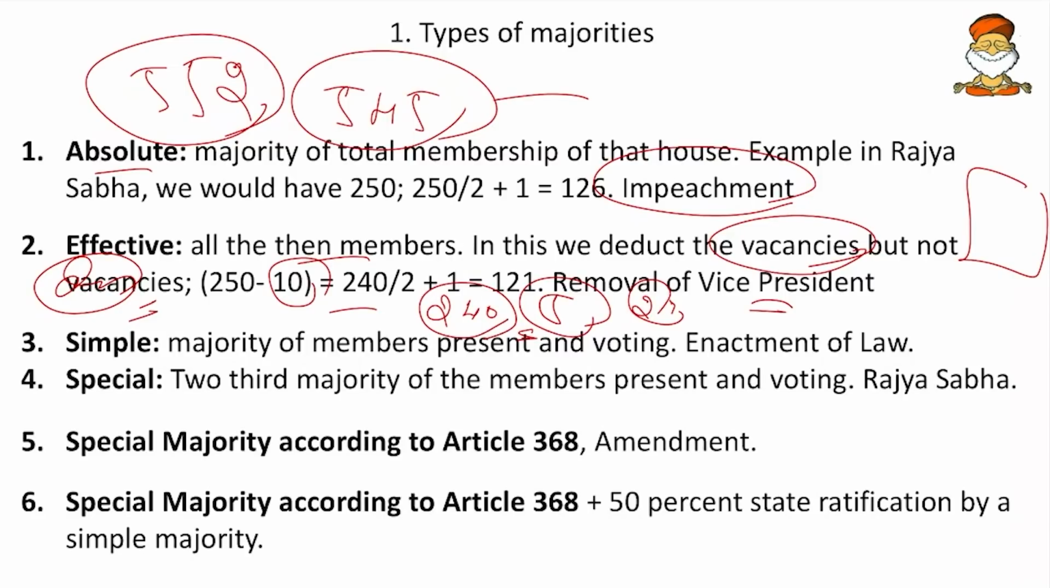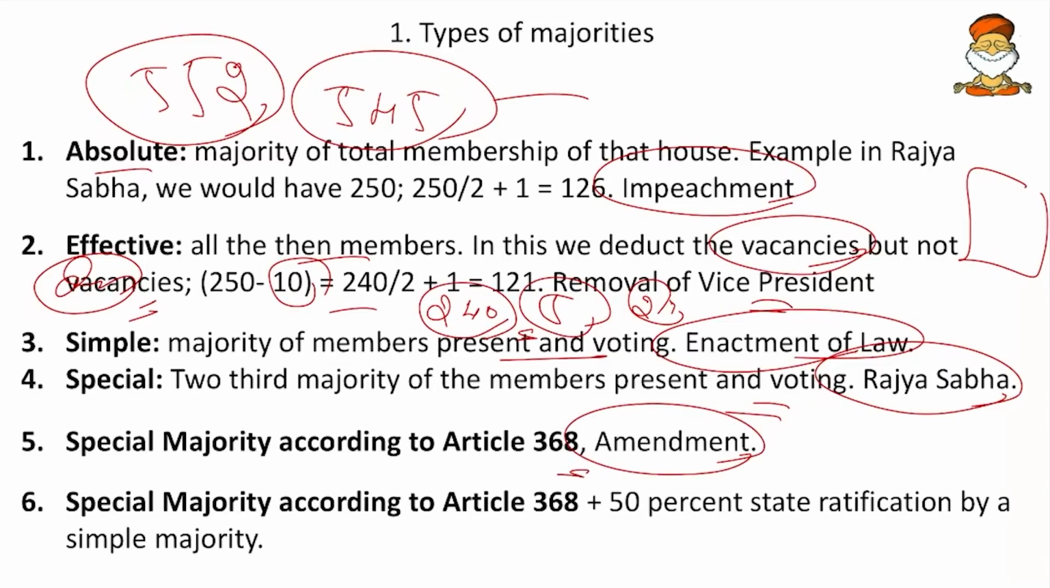And then we have simple majority, that is the members present and voting. So half of the members who are present and voting. This is used for enactment of any law, resolutions or others. And then we have special majority. This is 2/3 majority of the members present and voting. This is used in Article 249 where Rajya Sabha passes a resolution for creation of All India Service and others. And then we have special majority as per the amendment of the constitution.